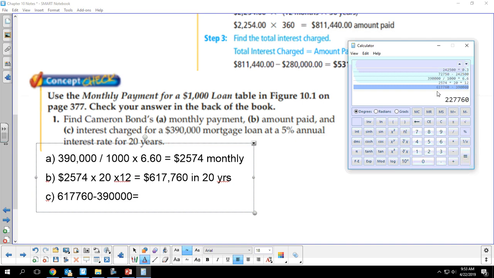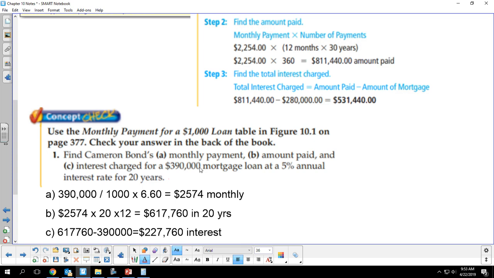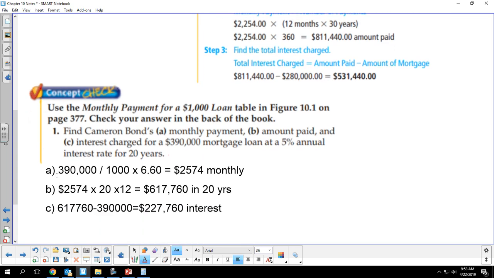And that's $227,760 straight to the bank in interest. Okay, and that's as difficult as 10.2 goes. To recap it, loan amount divided by 1,000, times it by the chart, multiply it by the number of payments you make over the years to find the total amount paid, and then subtract the original loan amount to find out how much you charge in interest.